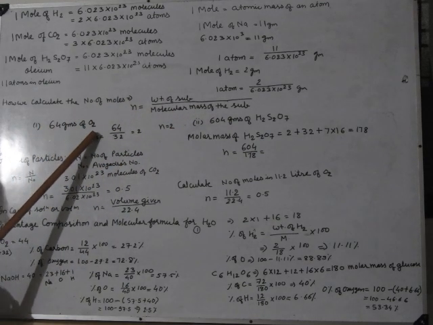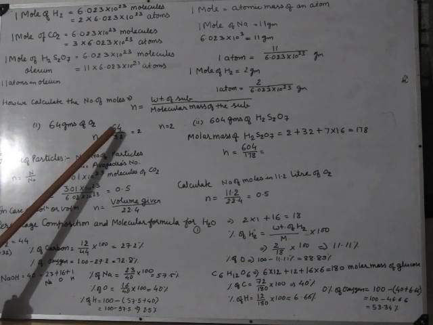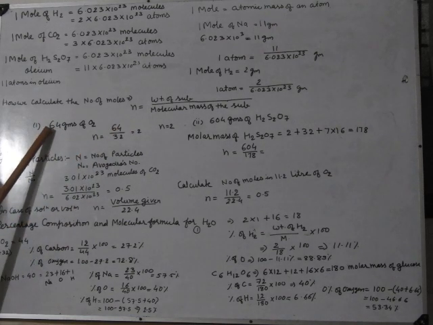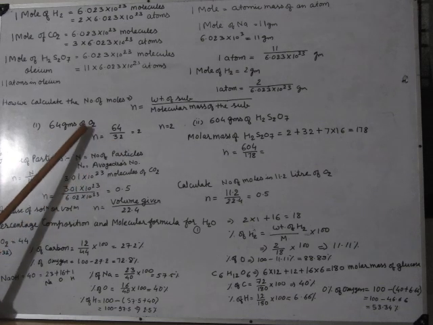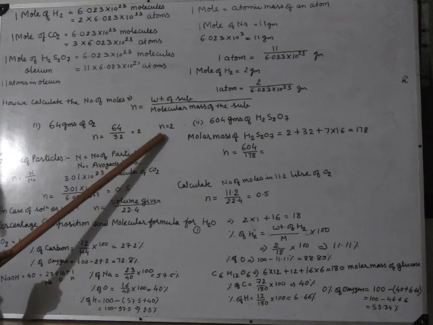First, 64 gram of oxygen. When we have 64 gram, then n is equal to weight of substance 64 grams divided by 32, oxygen being 16 into 2, 32. n is equal to 2.